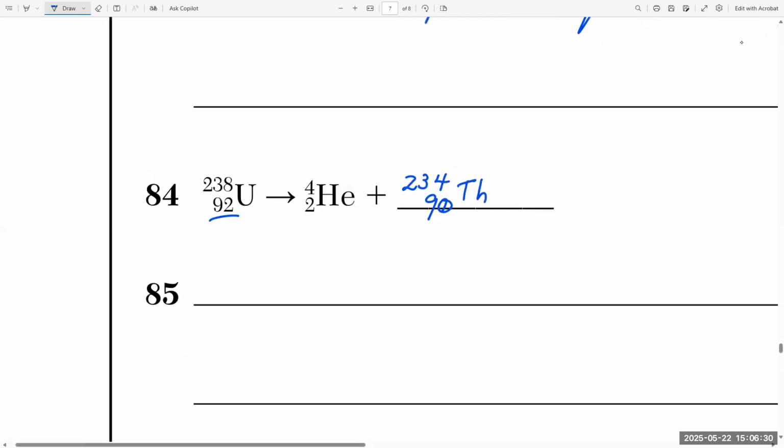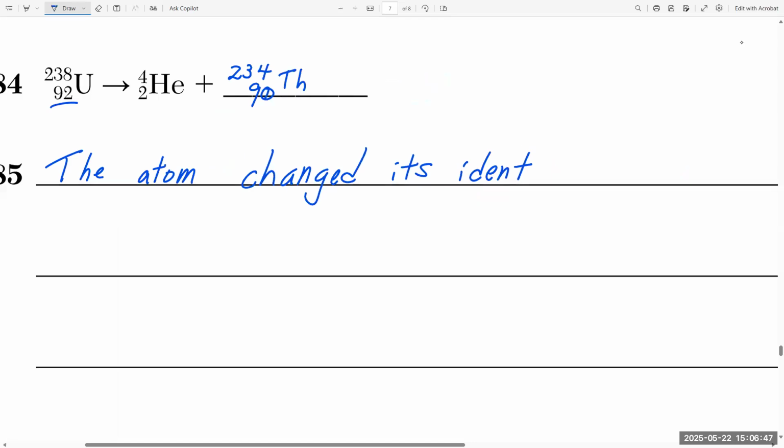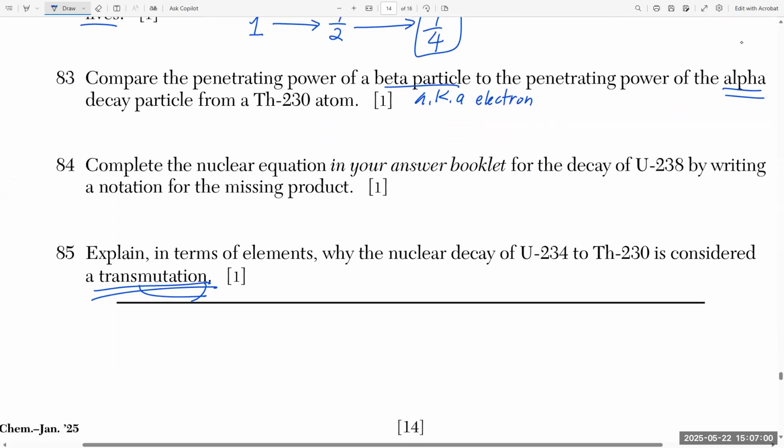I know I sound like I'm joking, but you would say the atom changed its identity. I know it sounds like I'm making this up. It's not. That's literally what transmutation is, right? Mutation means what? Change from bio, right? Trans means it's going from, it's losing identity. It's changing identity. That's literally what that means, all right?